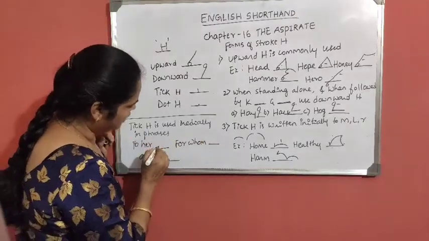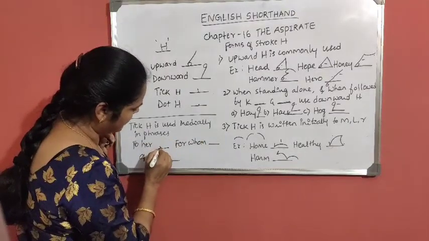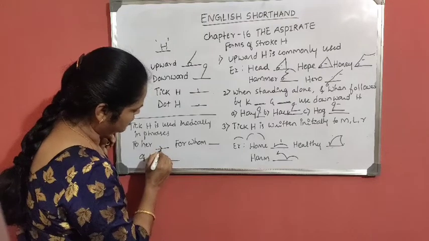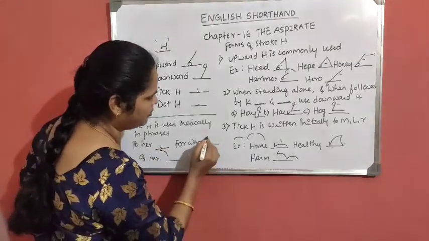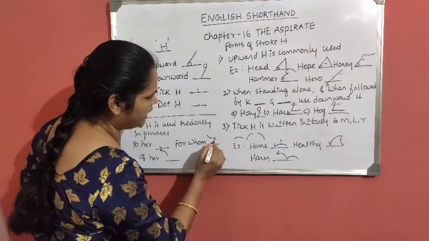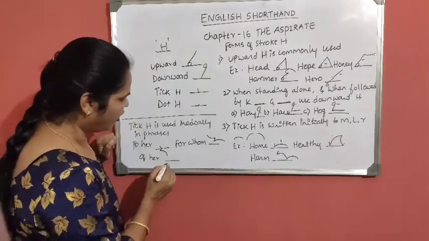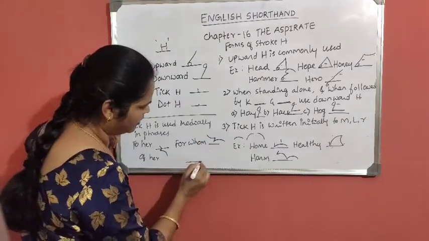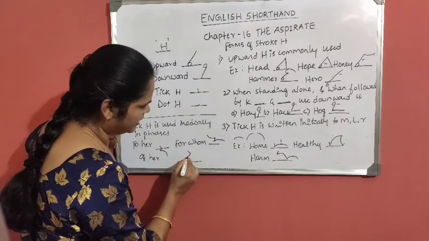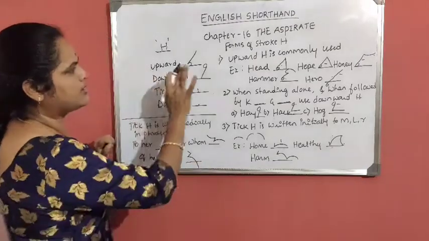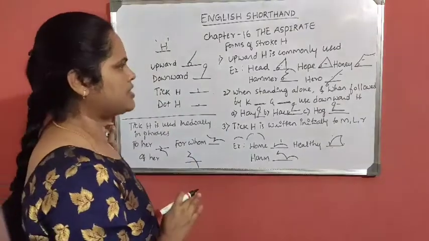For example, to her. To is a grammalogue. Then tick H, R. For whom. For is a grammalogue, tick H, M. Then of her. Of is a grammalogue, tick H, R. These are the three forms of H.